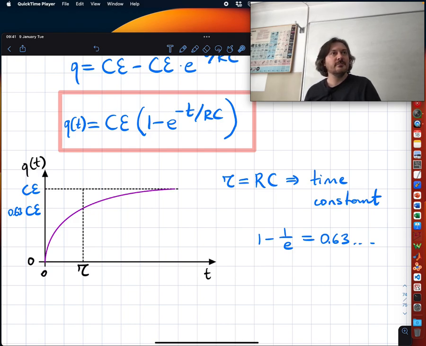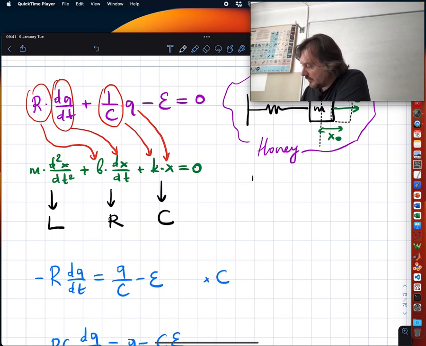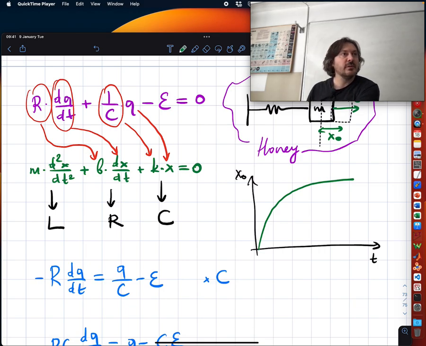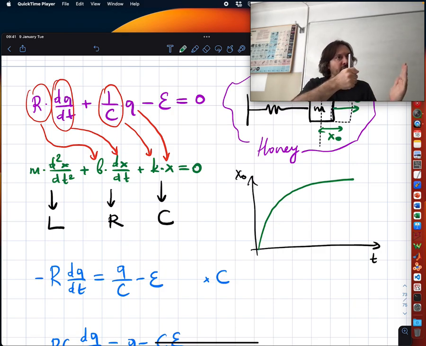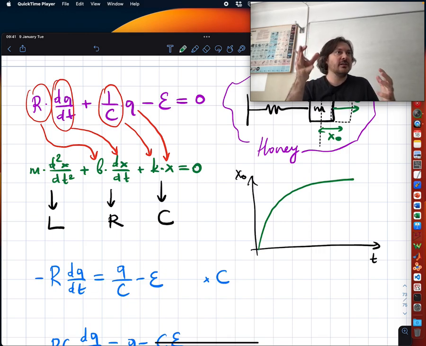Remember, this Q was corresponding to X in our mechanical analog. And just like in the mechanical analog, we were expecting X to approach some x0 like this. It's in the honey. You are pulling it, and at first it comes a bit faster because the spring is not stretched yet, right? So it comes out faster, but then when it's equilibrated by the spring force, then it stops. And there is no oscillation because it's in honey.